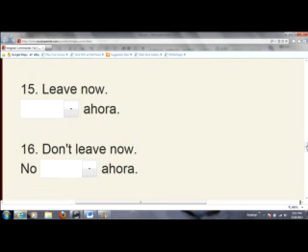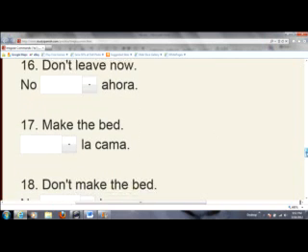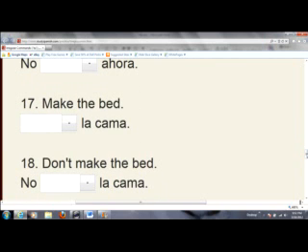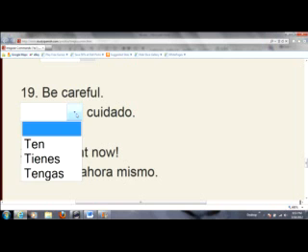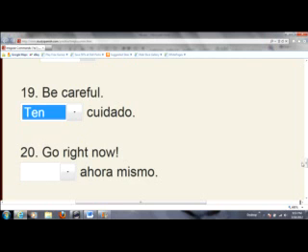Leave now. The verb to leave is salir. So think about what that would be. Sal ahora. Make the bed. Using the verb hacer. Haz la cama. Be careful. And of course, you know in Spanish to say be careful, we say have care using the verb tener. So what would be the irregular form of tener? Ten cuidado.